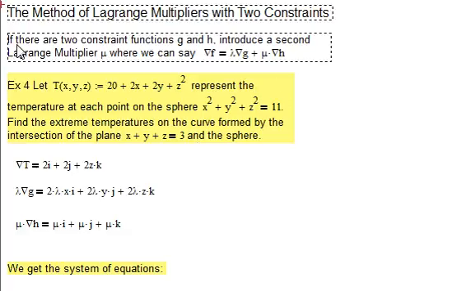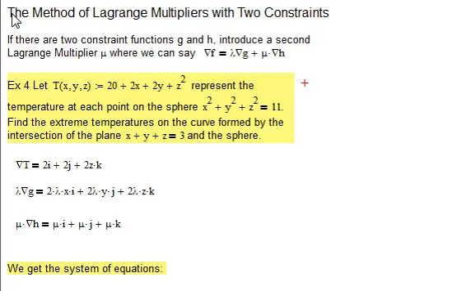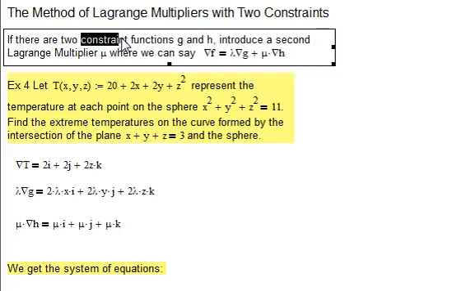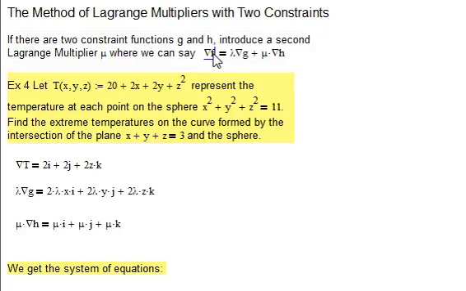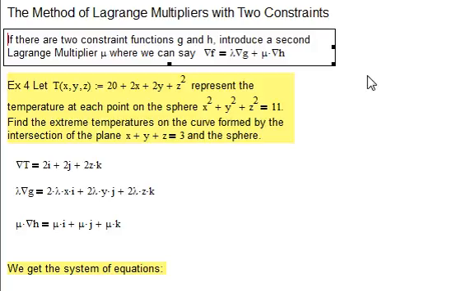Well, here's another problem, a bit of a challenging problem, and this is the method of Lagrange multipliers when we have two constraints, and I'll just show you by an example. If there are two constraint functions, g and h, introduce a second Lagrange multiplier, let's call it mu, lambda for L Lagrange and mu for M multiplier. So then we can say that del F equals lambda del G plus mu del H.